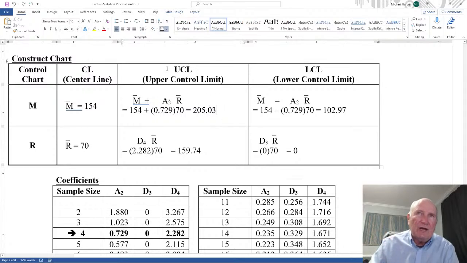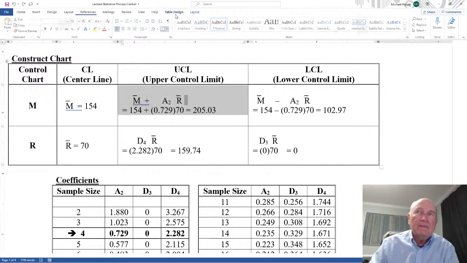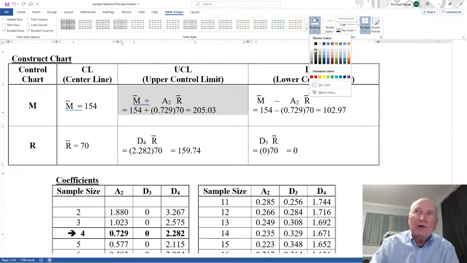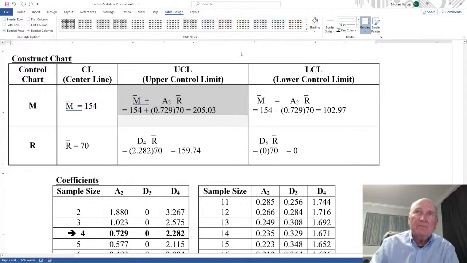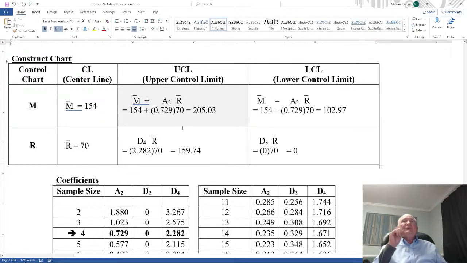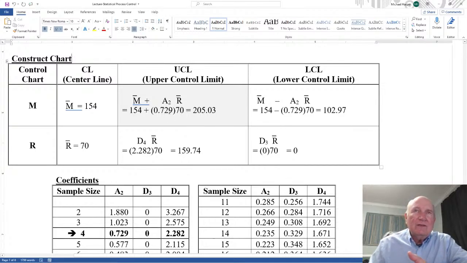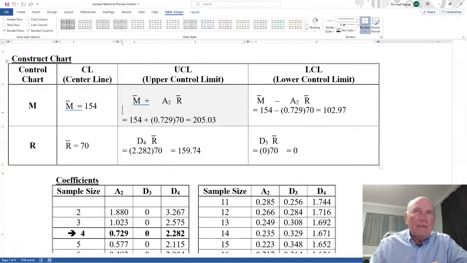Let's start with the upper control limit for the M chart. Let me shade this in so we know where we are. There we go. That's what we're doing now. Okay, now what is this A2 and R? Okay, what's going on here? Let's do this.